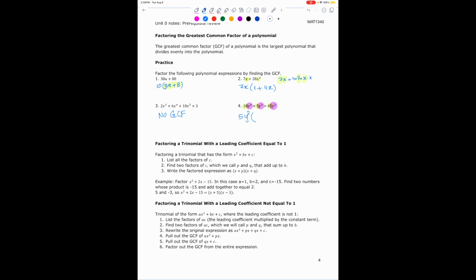Now, if I divide the first term by 5y squared, I will get 2y squared, plus 5y cubed divided by 5y squared is y, plus 45y squared divided by 5y squared is equal to 9. And the greatest common factor is this term. So let me highlight all of the greatest common factors. Actually, let me use a different color. I will highlight that in orange. So all of these are greatest common factors, and we don't have any greatest common factor for number 3.